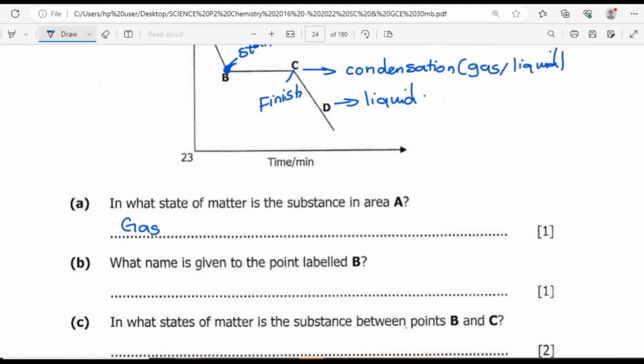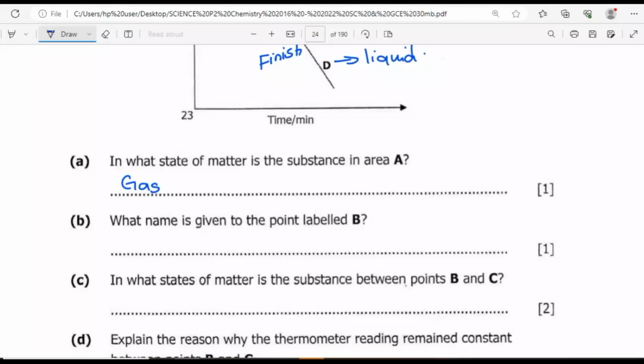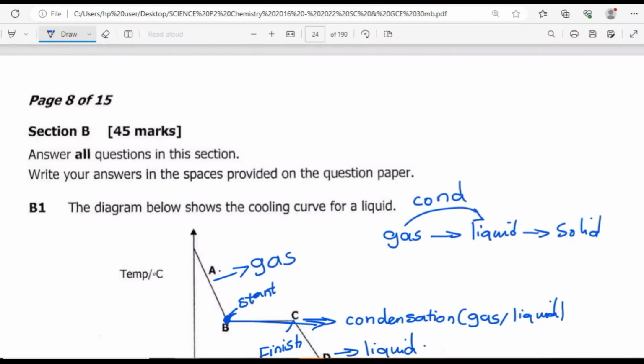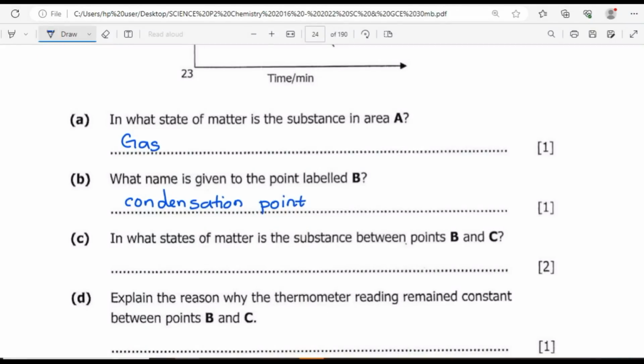Then, what name is given to the point labeled B? At this point, we know that this is condensation, so we have the condensation point. Then, in what states of matter is the substance between points B and C? Between B and C, we expect to have two states: gas and liquid.